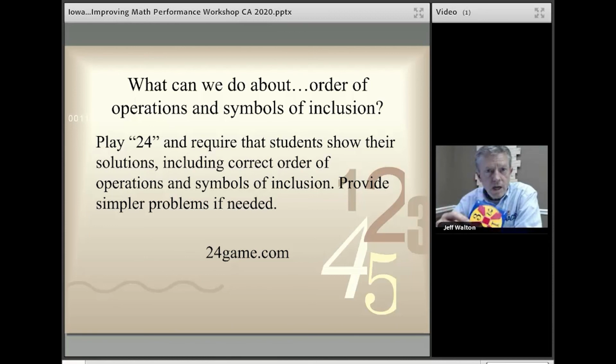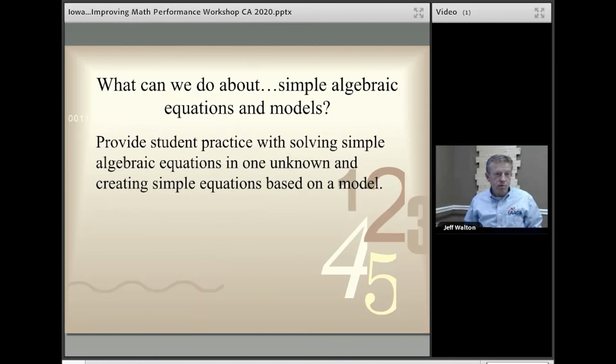And here's another illustration. I'm not going to give you the solution to that, but I recommend that to you strongly as a way of helping your kids to automate order of operations and symbols of inclusion in a way that they'll enjoy and can really significantly improve their understanding and skills in that area.